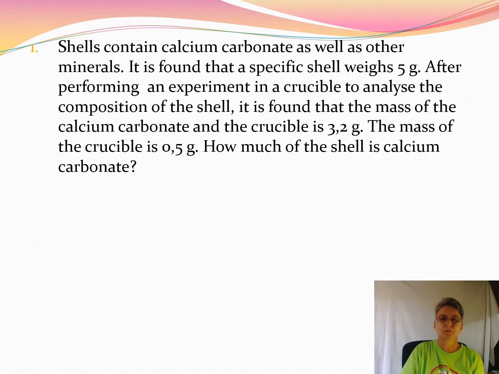Our first example: we have shells containing calcium carbonate as well as other minerals. So we want to find out how much calcium carbonate there is in a specific shell. An experiment was done and it is found that a specific shell weighs 5 grams. So the total mass of this shell, I'm going to write it down, this is the total mass, MT.